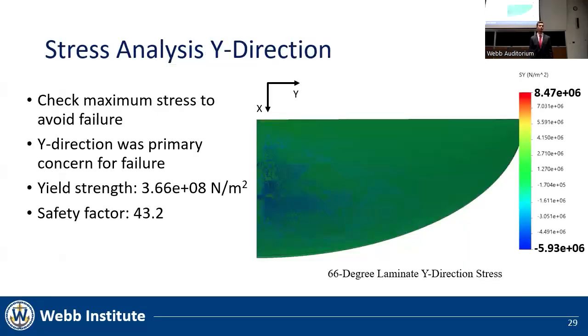The maximum stress in the composite foil was also checked to ensure that the foil design was viable and wouldn't break. The Y direction along the span of the foil was a primary concern for failure, but the maximum stress was well below the yield strength of the composite, resulting in a safety factor of 43.